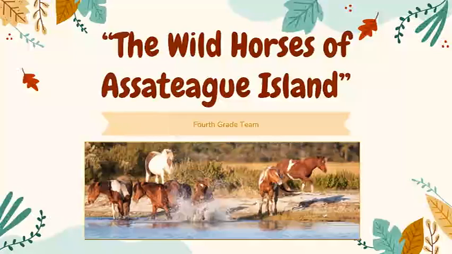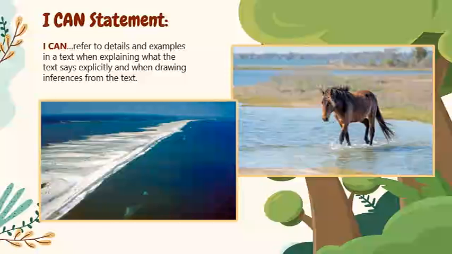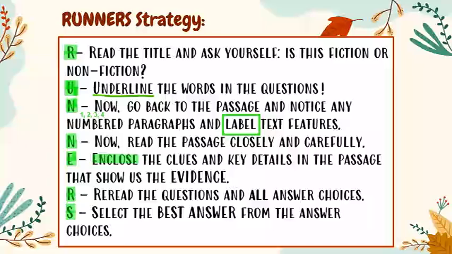Hi, fourth graders. Today we're going to talk about the wild horses of Assateague Island. Our I can statement today: I can refer to details and examples in a text when explaining what the text says explicitly and when drawing inferences from the text. Since we've been working with the RUNNERS strategy, we included that in this PowerPoint.